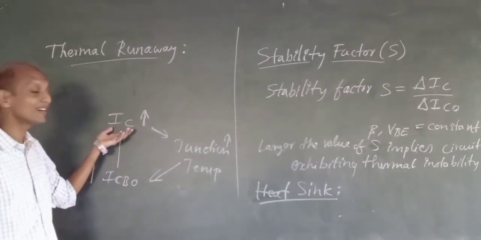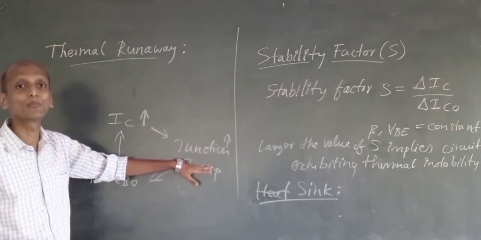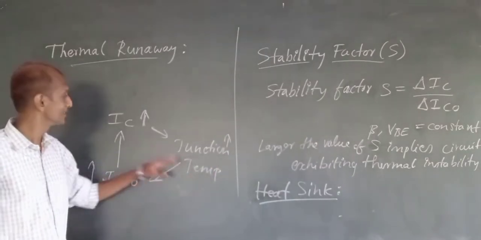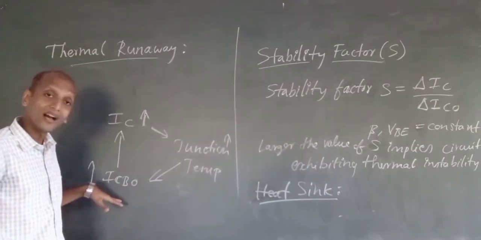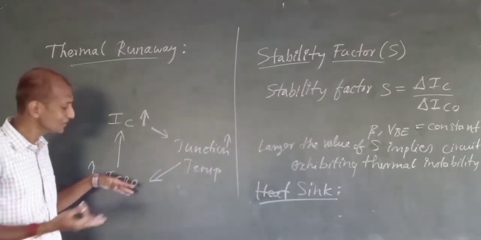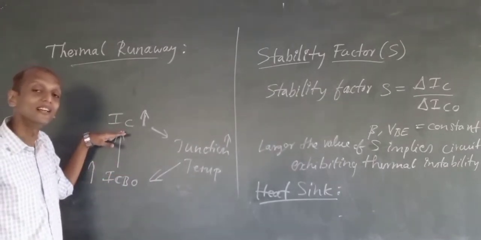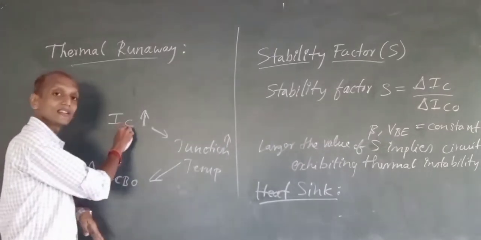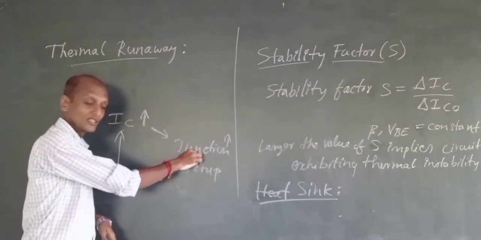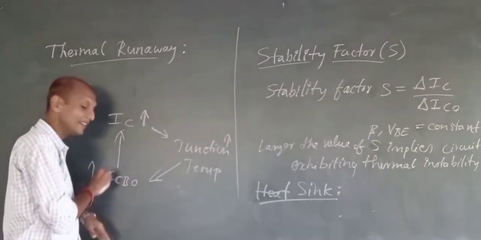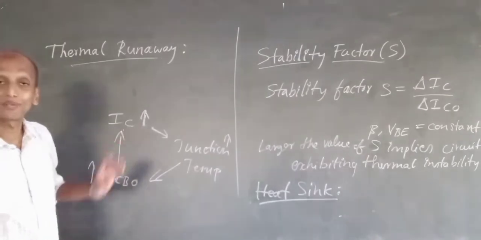So when IC increases, that will obviously increase the junction temperature, because more and more charges will be moving. Because the junction temperature has increased, the leakage current ICBO will increase. This increase in leakage current will increase the collector current again. Because the collector current has increased, this will further increase the junction temperature, which will further increase ICBO, and this will again increase IC. So this is going to be a cumulative process.